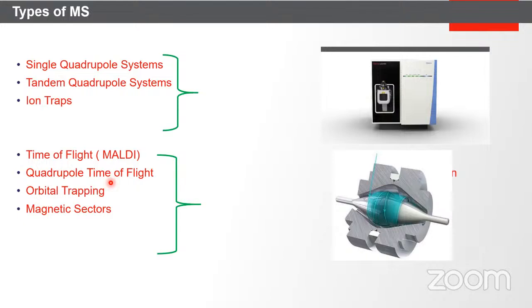So you can actually go up to say like 147.01234, up to 4 decimal. You can accurately identify a particular compound. So that's the difference between a nominal mass and an accurate mass.